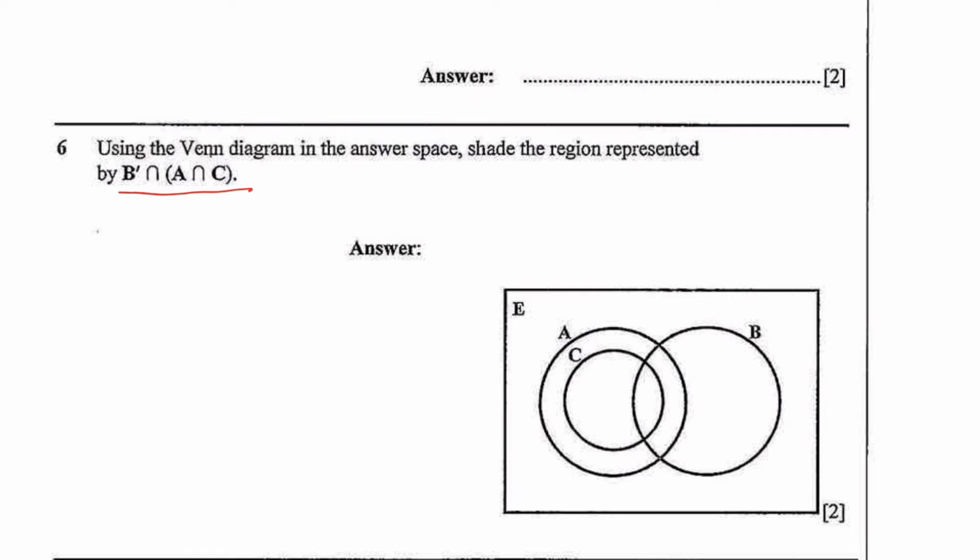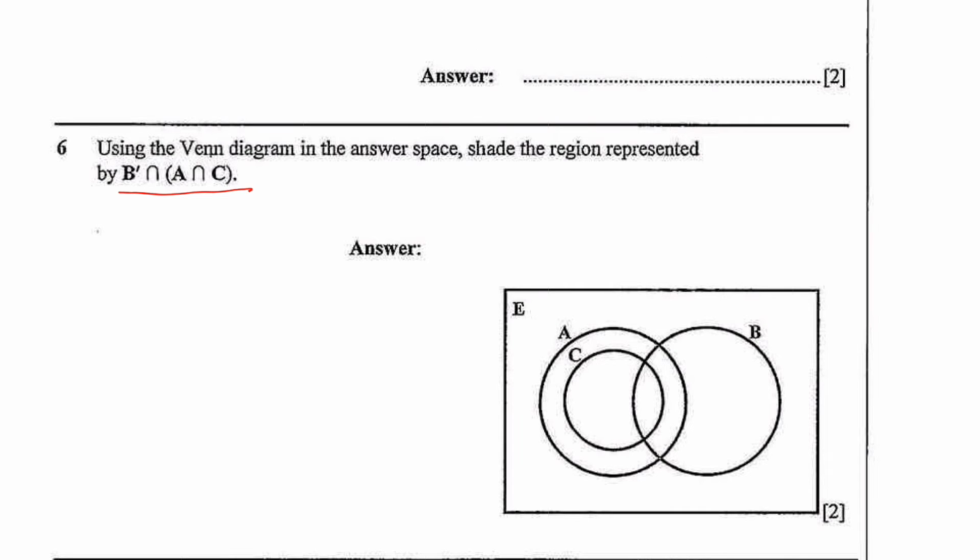Okay, so we are told B complement. So B, this is a complement, so we don't need to touch what is inside here. Okay, then we are told to shade A intersect C.